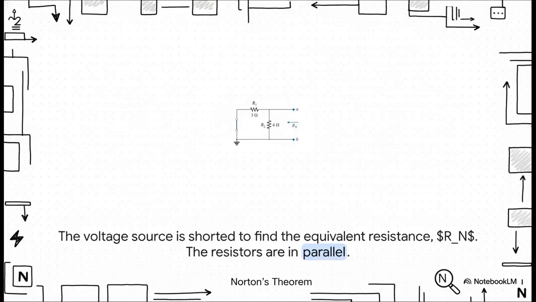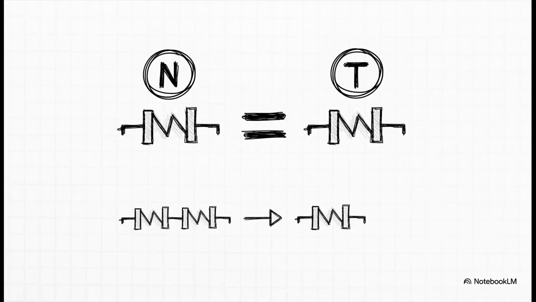And see what happens? We've shorted out that 9-volt source. Now if you look back in from terminals A and B, what do you see? You see the 3 ohm and 6 ohm resistors sitting in parallel with each other. Now if this whole process feels like déjà vu, that's because it is. This is the exact same way we find the Thevenin resistance, R_th. And that brings us to the most crucial point of all.